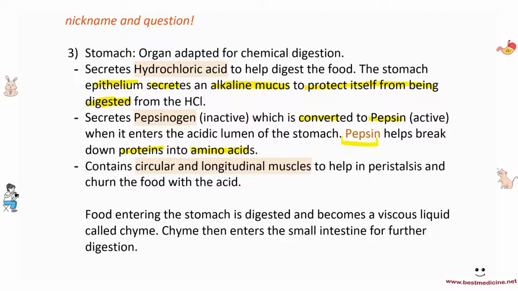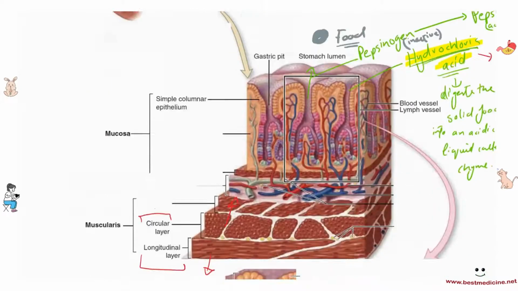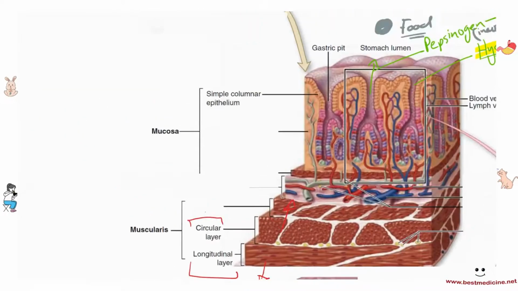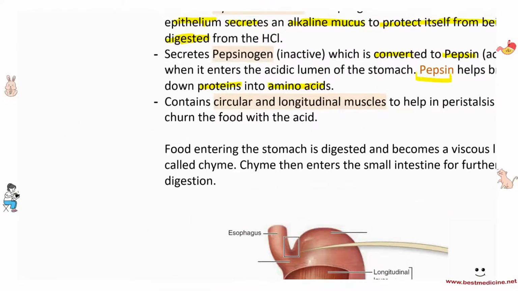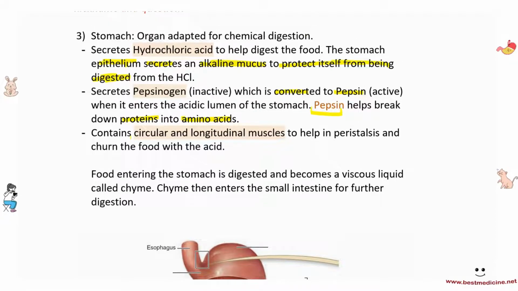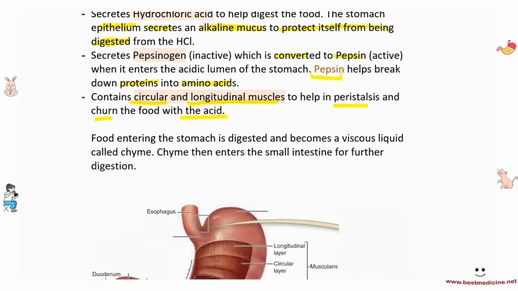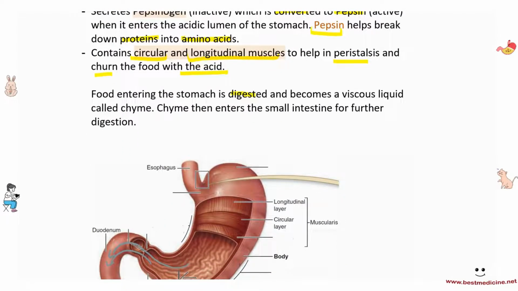And then remember, pepsin is a protease, so it helps break down proteins into amino acids. And number 3, the stomach contains these circular and longitudinal muscles that help in peristalsis, in pushing the food along. It contains circular muscles and longitudinal muscles to help in peristalsis and churn the food with the acid as well as push it along. Now, food entering the stomach is digested and becomes a viscous liquid called chyme. The chyme then enters the small intestine for further digestion. Okay?